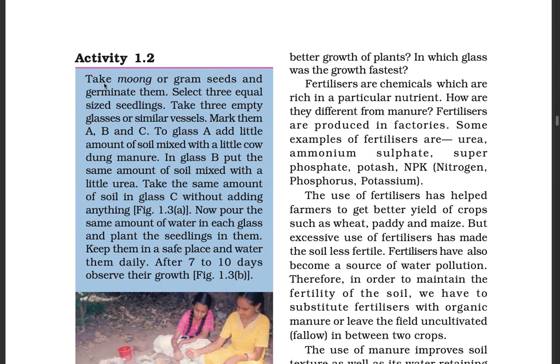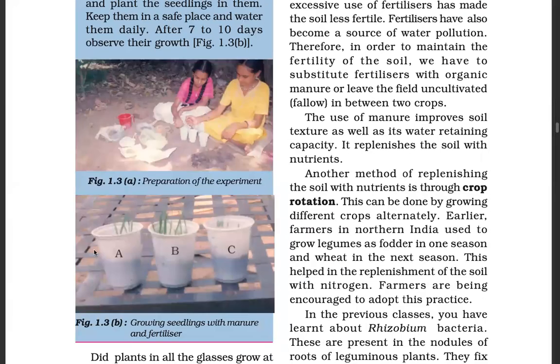Okay, so now we have to pour water, and every day we have to pour water into the jar or the vessel or the beaker, and it should be the same amount. Equal water should be provided to all. Now, after at least 7 to 10 days or maximum 15 days, you have to see which one is fastest or bigger. Okay, so this is an example, growing seedling with manure and fertilizer.